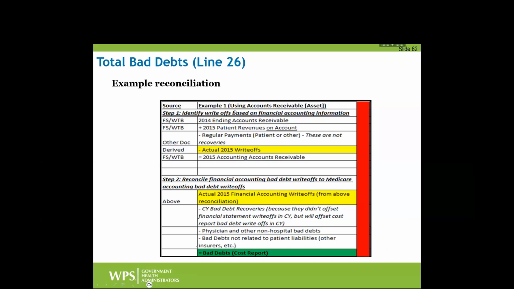So here is just one example of a reconciliation we have published in the past. It's an older one, as you can see by the years. There are many different mathematical ways to show why your financial statement bad debt expense is different than your bad debt write-off. And again, they're supposed to be different, but this walks through the steps of what caused them to be different. So this is one reconciliation you could use.